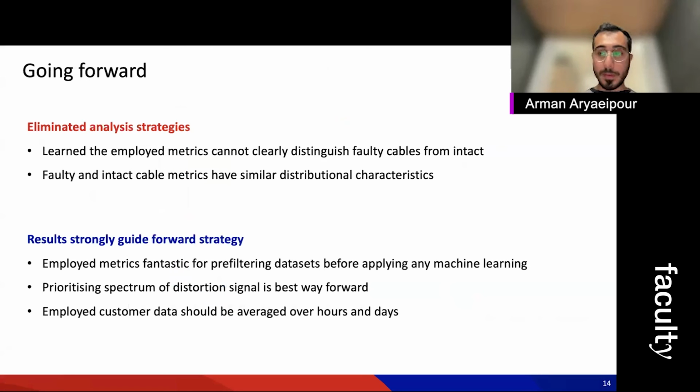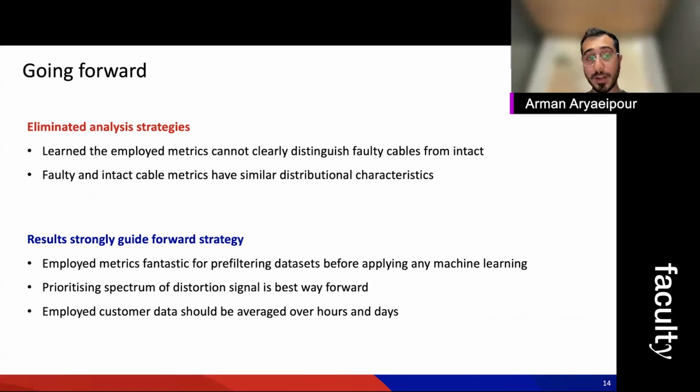Now, you may be thinking this project only had negative results, but I disagree, because what we did was eliminate analysis strategies and really learn from the project. So we learned that the metrics we employed were not good at distinguishing cables that were faulty and intact. This is because the faulty and intact cables have distributional characteristics which are very similar. So going forward, we know that we need to prioritize the signal spectrum in order to find better metrics to train our models with.